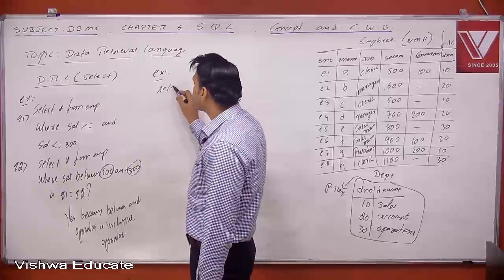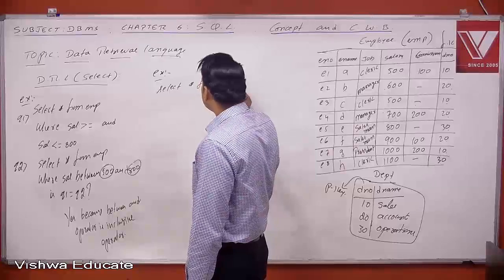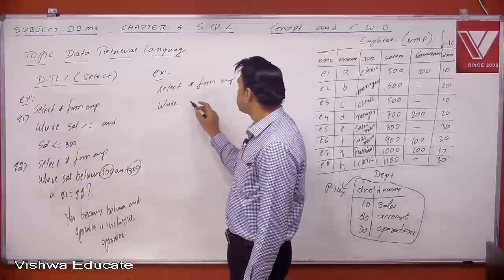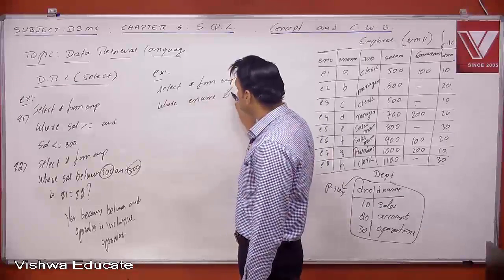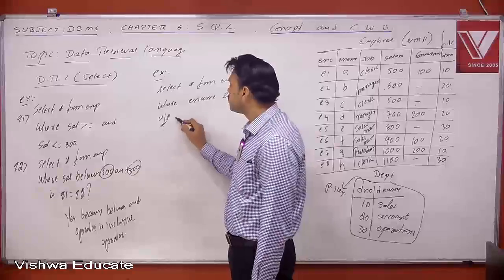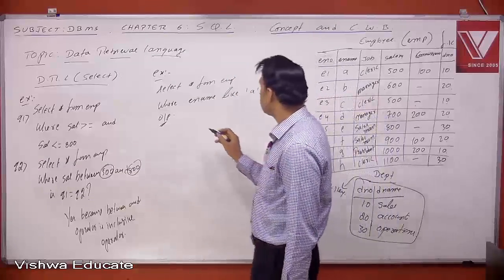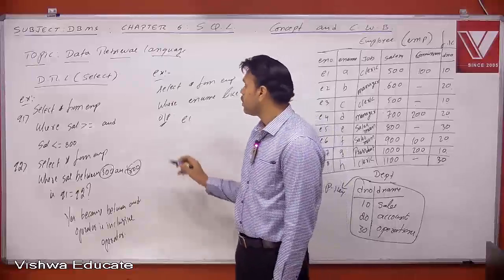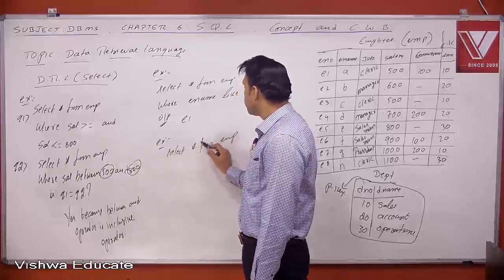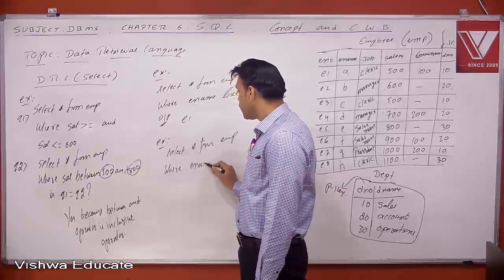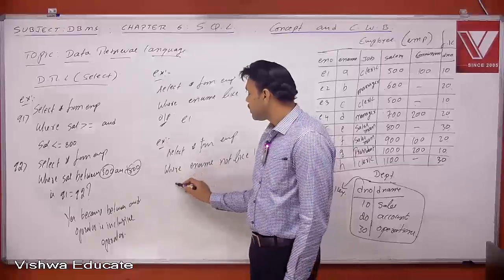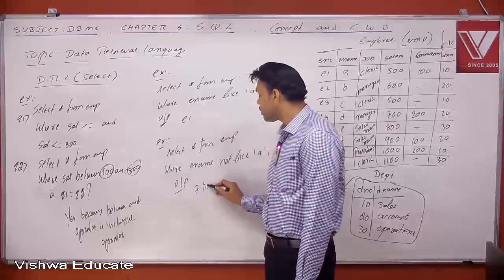So if I am saying select asterisk from EMP where ename like A, who is going to come? The output is the names which start with the letter A. So therefore you are going to get E1. And the other example is, if I say select star from EMP where ename not like A, then we are going to get all the rest of the 7 rows.